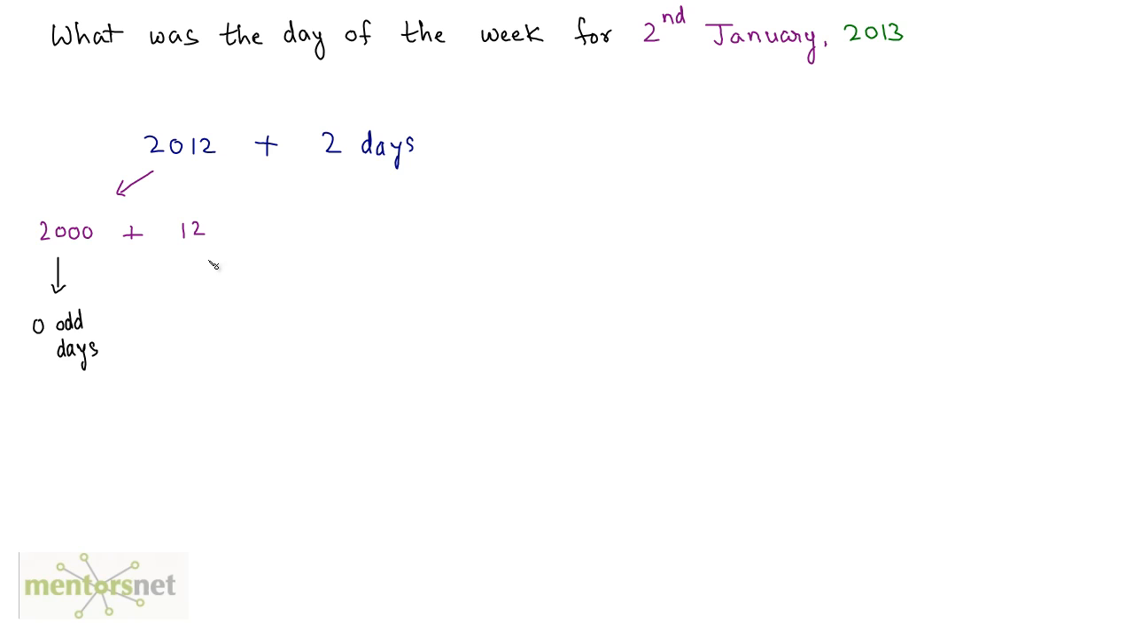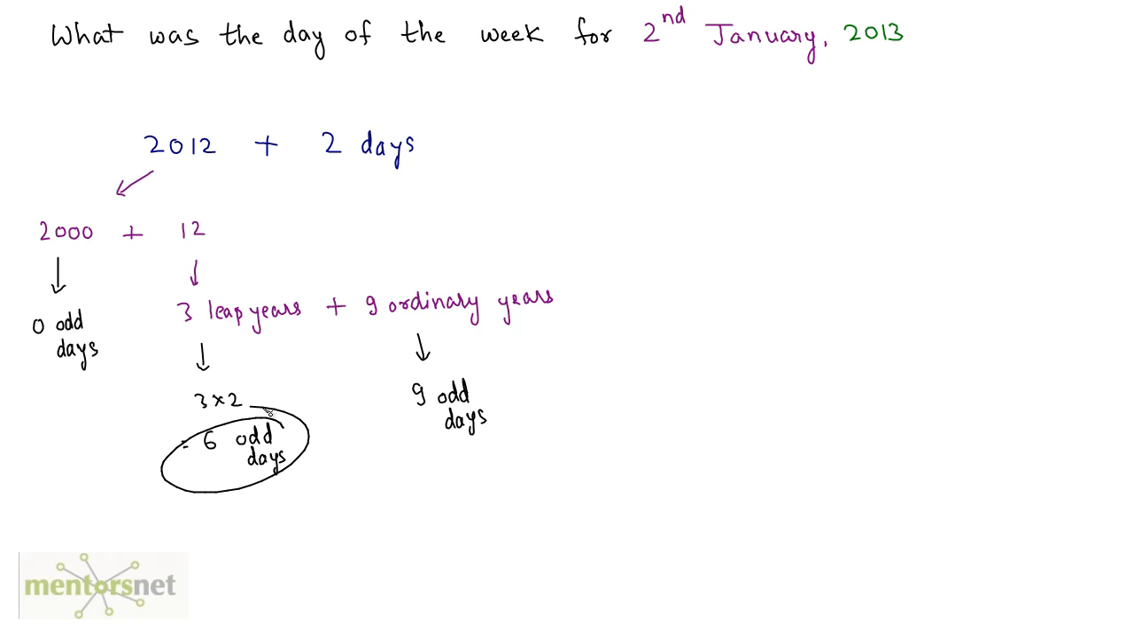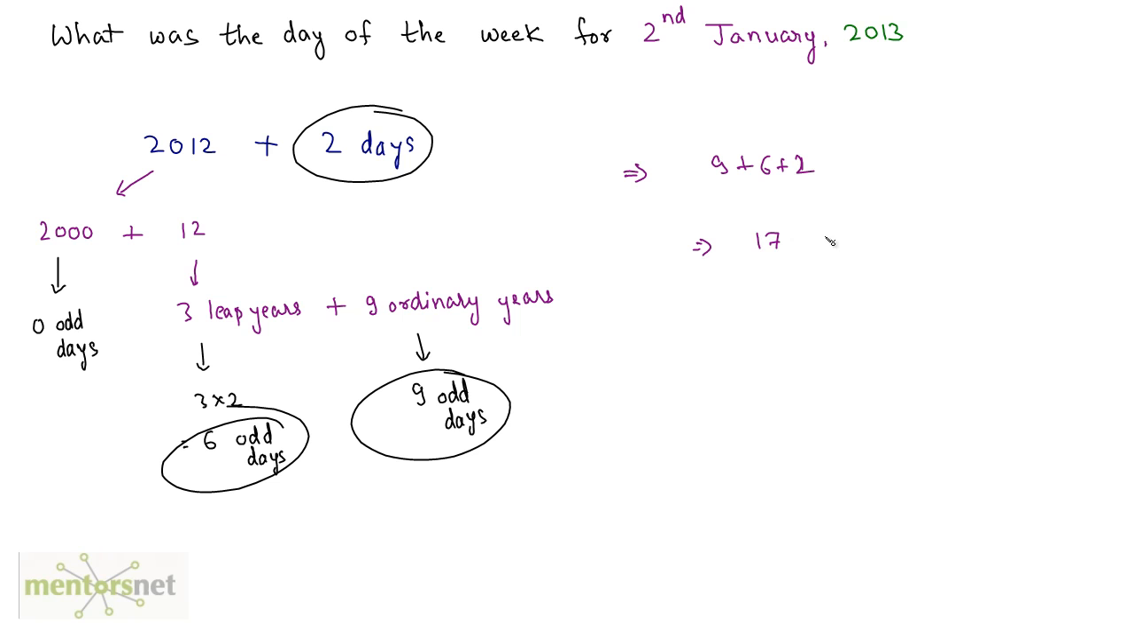Right, so we have 0 odd days, plus how many odd days are there for 12 years? Well, 12 years has how many leap years? It has 3 leap years, isn't it? So 3 leap years plus the rest are ordinary years, so we have 9 ordinary years. In 1 leap year we have 2 odd days, so in 3 leap years we have 3 times 2, that is 6 odd days. Whereas in 9 ordinary years we have 9 odd days, because 1 ordinary year has 1 odd day. Right, so we need to add these odd days with these 2 days. So in all we have 9 plus 6 plus 2, and that is 17 days.